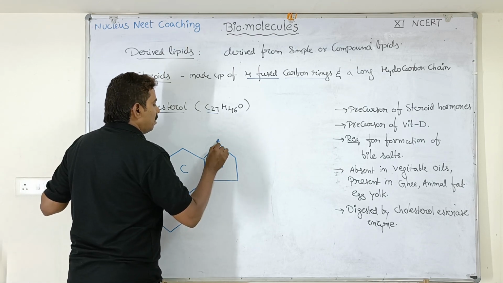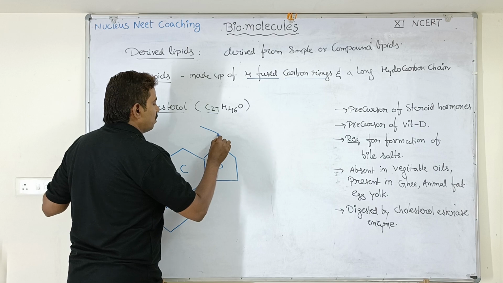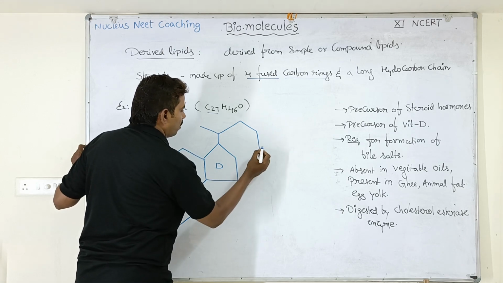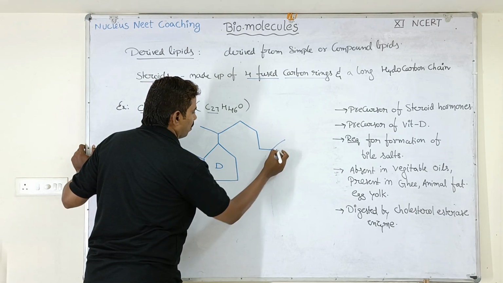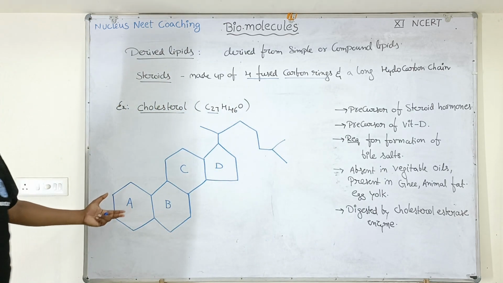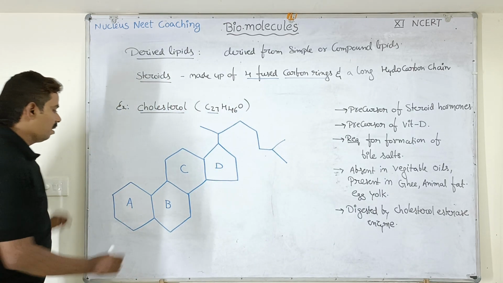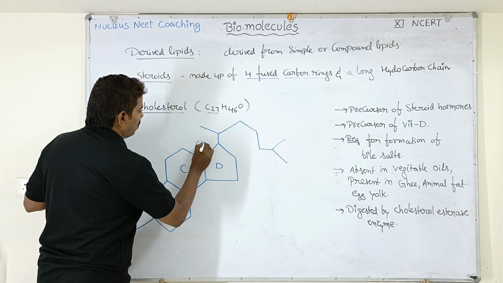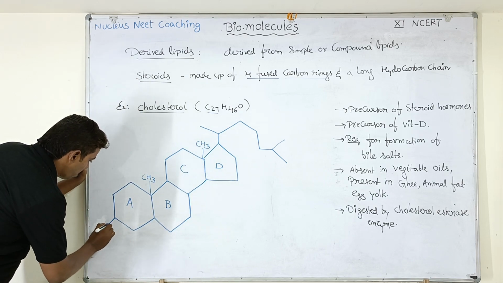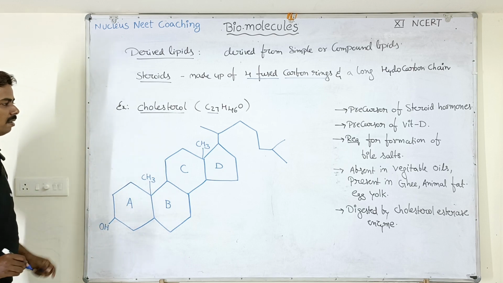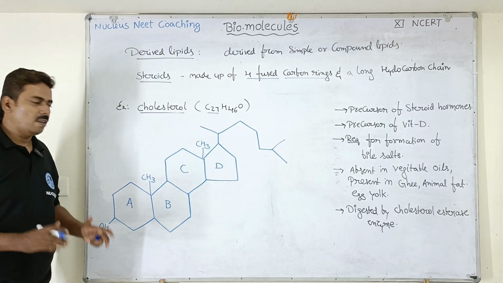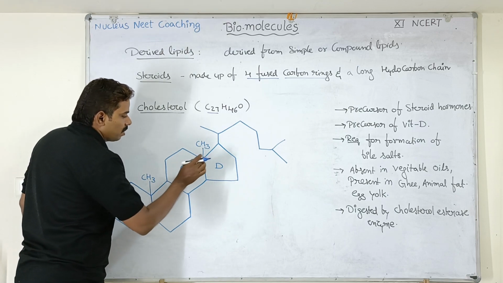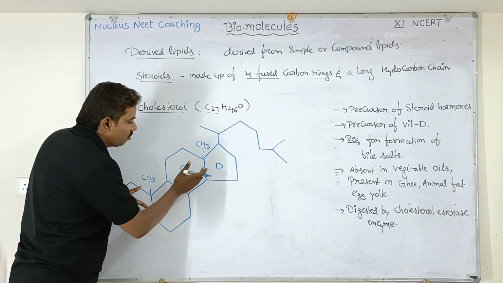Now, the fourth carbon ring D is attached to a long hydrocarbon chain. The resultant structure which you can see here is the structure of cholesterol. Here there will be 2 CH3 groups attached and there will be 1 OH group attached to a carbon ring. So this is the full-fledged structure of the cholesterol molecule. Here you can see carbon ring A, B, C, D.